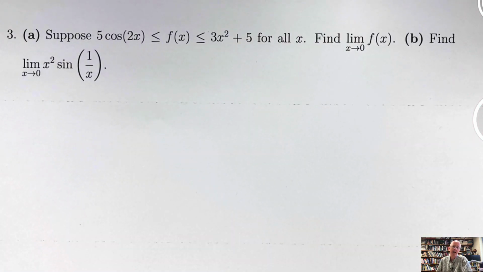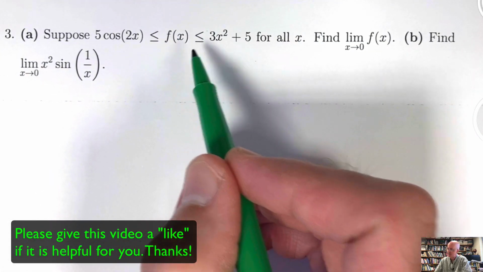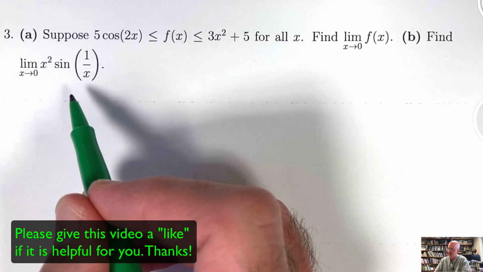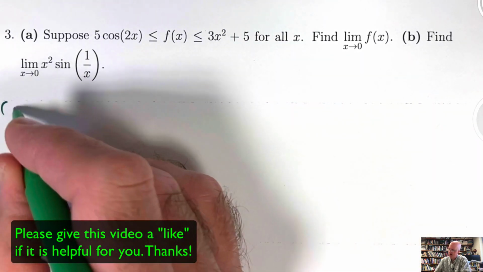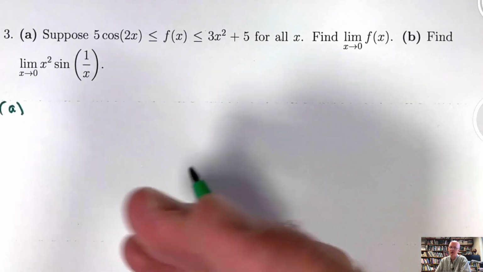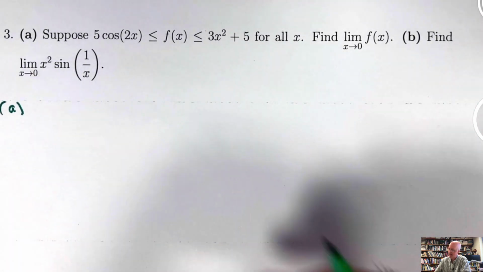Number 3 involves a couple applications of the squeeze theorem. Part A, it's abstract. We don't specify what f of x is. We want to find its limit. Part B, it is a limit of a particular function. Let's think about part A first. Let's think about the squeeze theorem graphically, intuitively, and then I will go ahead and write the theorem itself down.